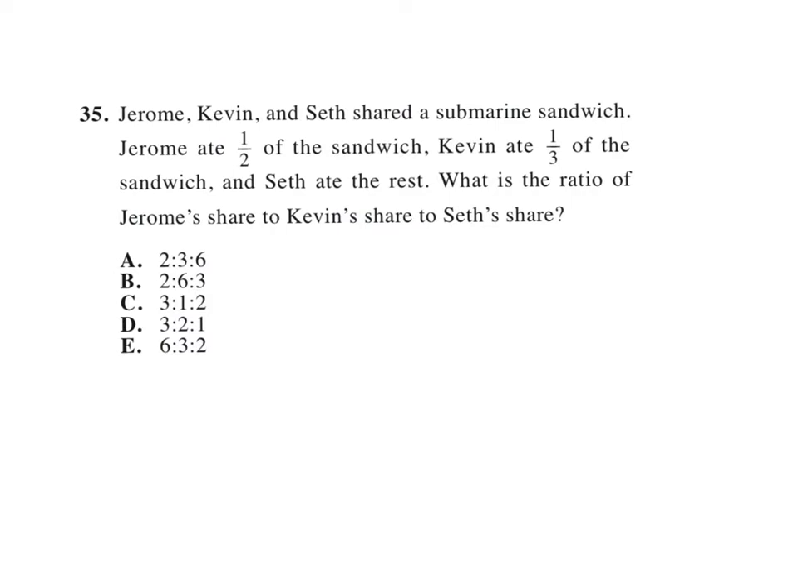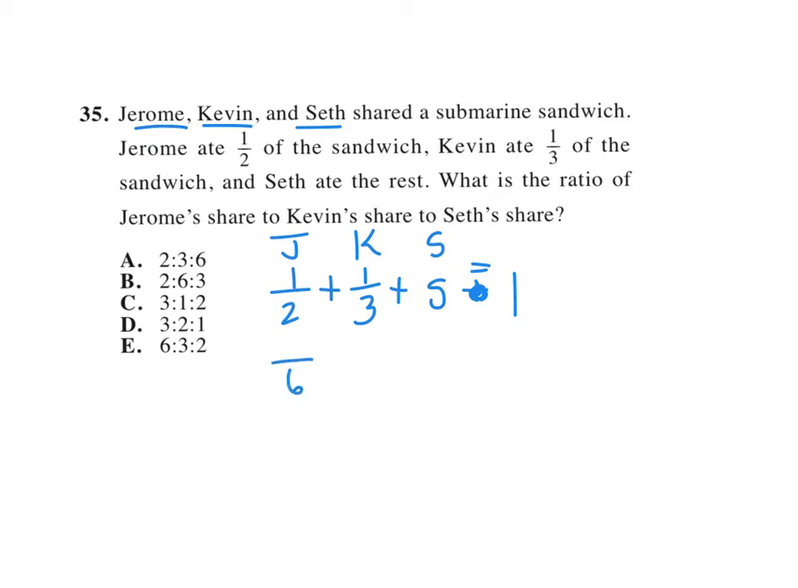So Jerome, Kevin, and Seth share a submarine sandwich. Jerome eats half of the sandwich, while Kevin ate 1/3 of the sandwich, and Seth ate the rest of the sandwich. So we don't know what Seth ate, so we're going to let Seth be S. So these three added together makes one whole sandwich, and it says, what is the ratio of Jerome's share to Kevin's share to Seth's share? Well, first of all, we got to find out how much Seth has. So I can tell this is supposed to be an equal sign. So I'm going to get a common denominator of 6.